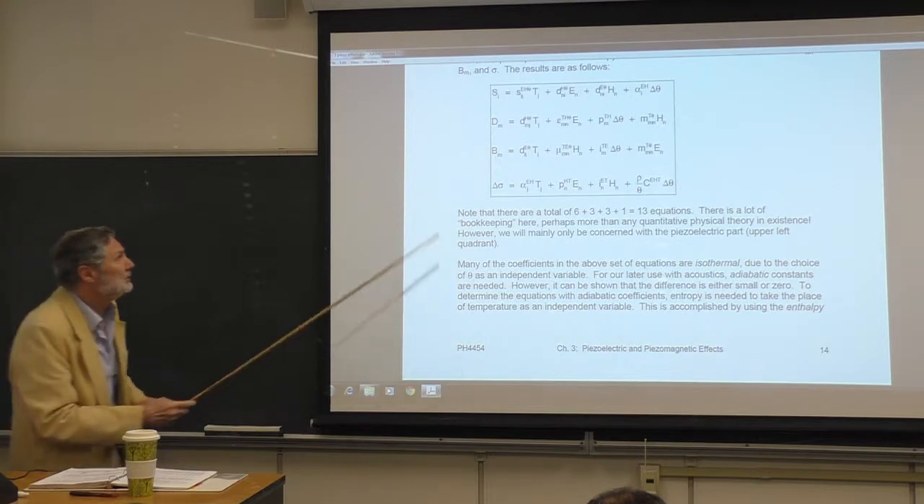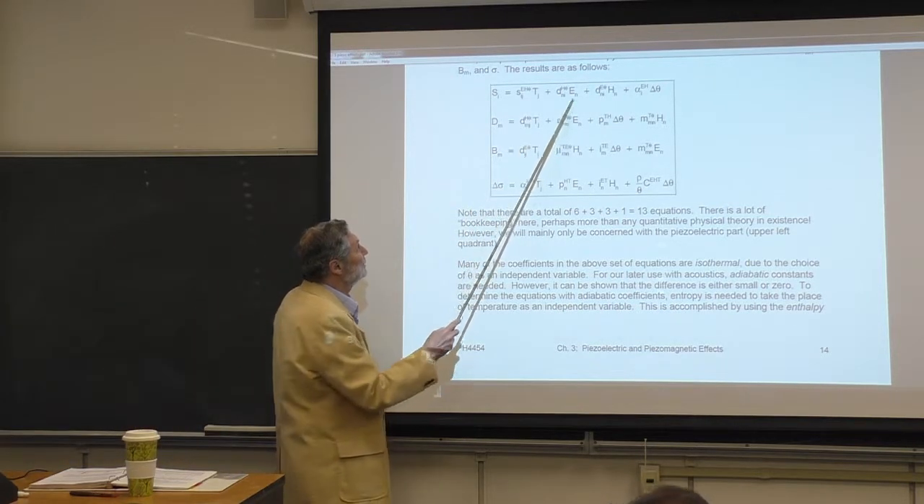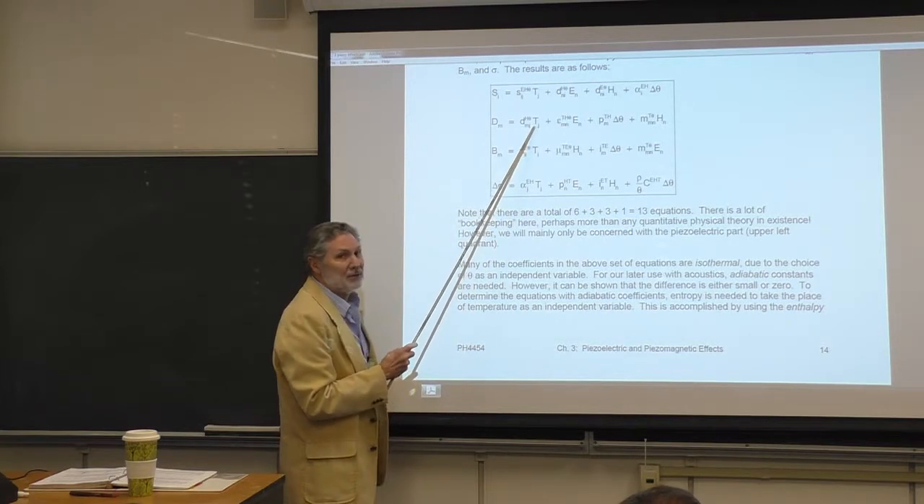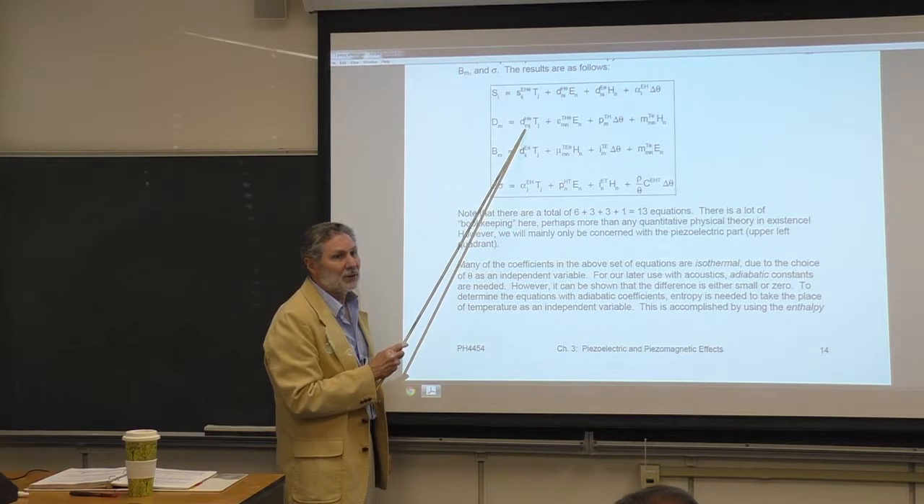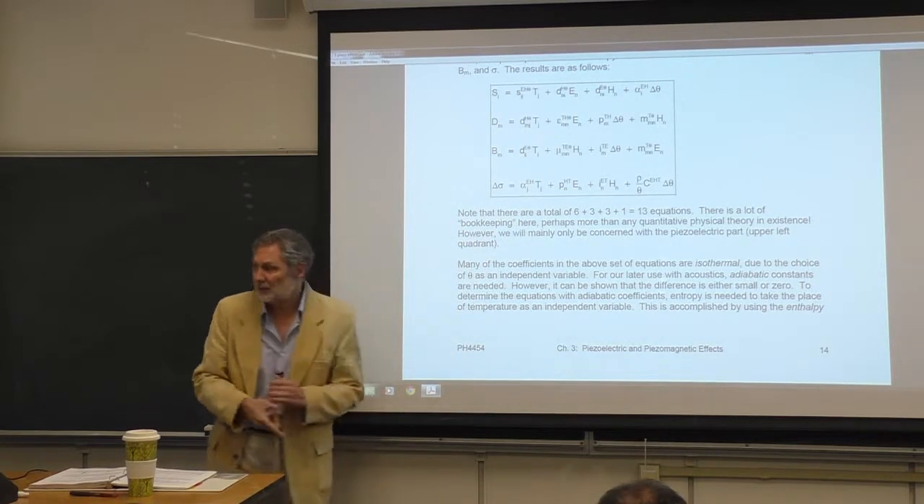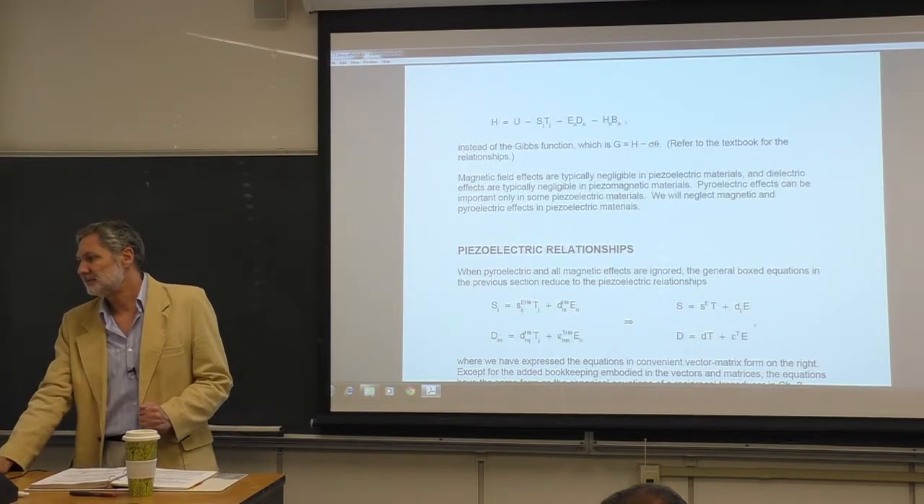And I will mention this. We're going to strain this out as long as we can. Eventually we're going to have to deal with different independent variables, and you'll see why. But for the time being, I think this is sufficiently complicated. We're just going to stick with T and E as our independent variables.